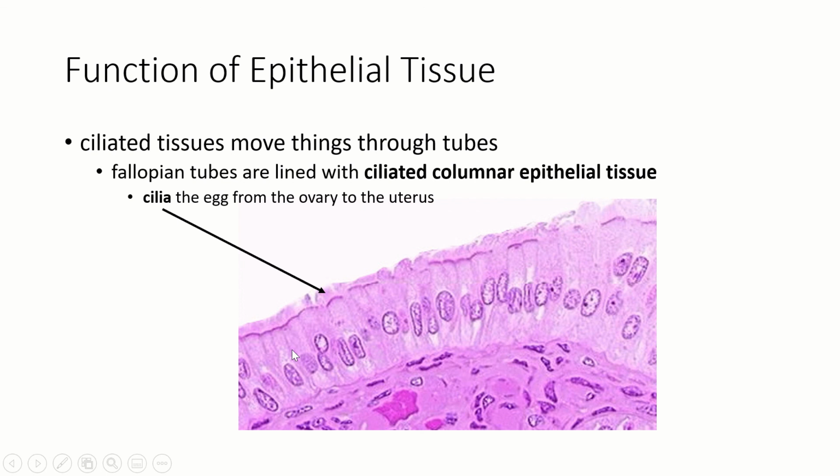And if you're wondering why ciliated columnar cells, I think it's just because you need a lot of space to make proteins to make new cilia. I think that's what it is.